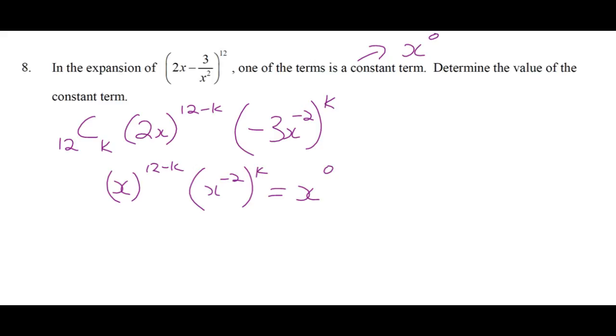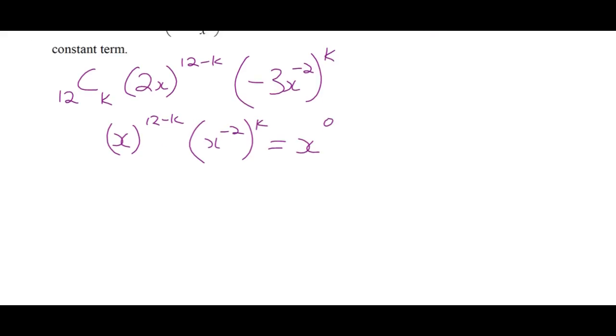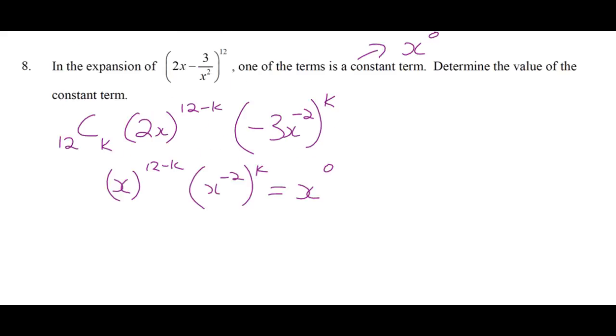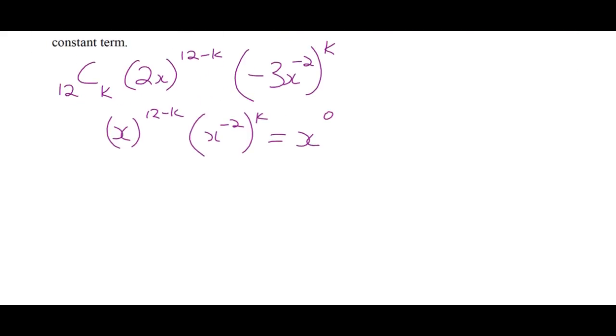Okay? That's my preliminary solution. You could do the full thing, right? But, you know, like, why bother? Let's just figure out what k is. So this is x to the 12 minus k times x to the negative 2k is equal to x to the 0. So what's x to the 12 minus k times x to the negative 2k? 12 minus 3k, right? When you multiply powers with the same base, you add the exponents. So 12 minus 3k. So what do we know about 12 minus 3k?